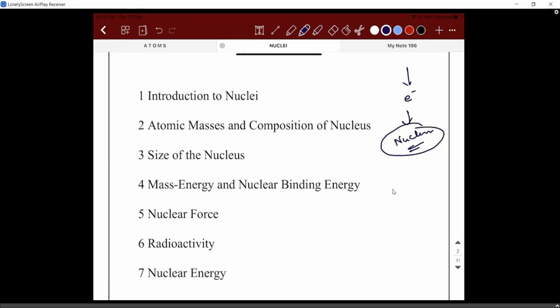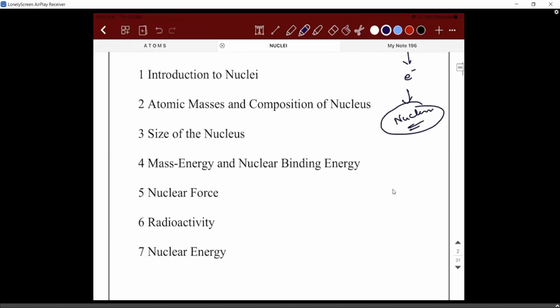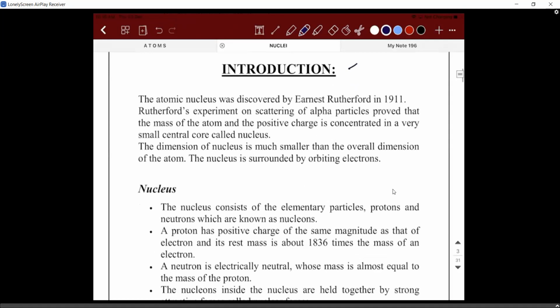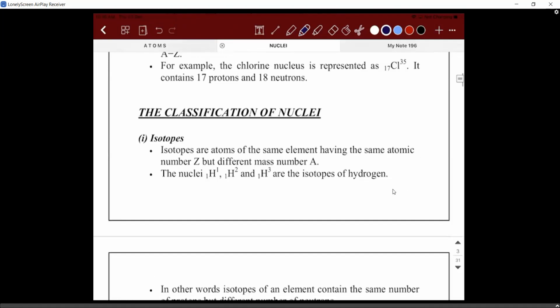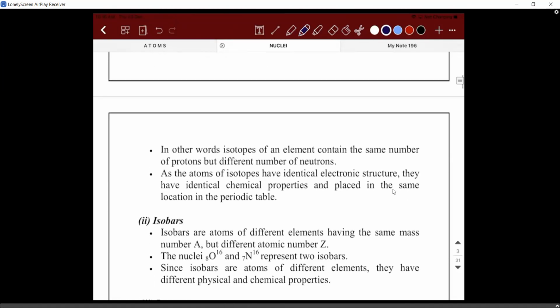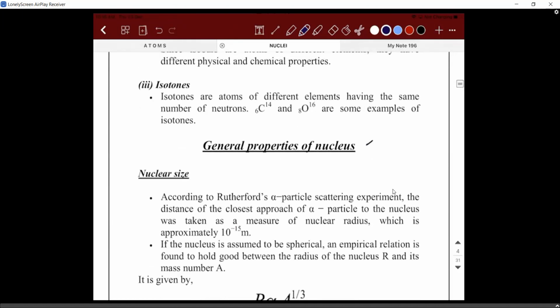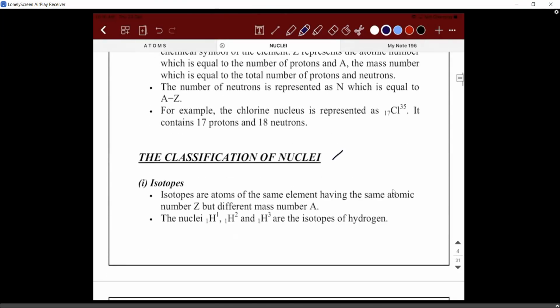Later came the discovery of neutrons, which was done by a scientist named James Chadwick. That's called the discovery of neutrons. We will not be discussing all those things. In this chapter, whatever is required for the exam is this. We'll first see the introduction, what is a nucleus. Then we'll see the classification of nucleus: isotopes, isobars, and isotones. Then we'll see the general properties of the nucleus. I'll just give you the outline.